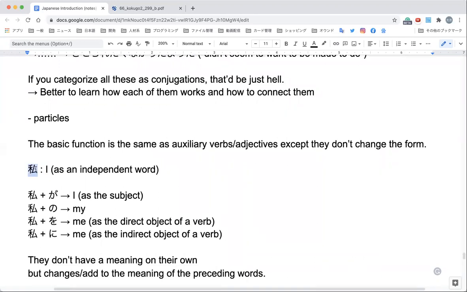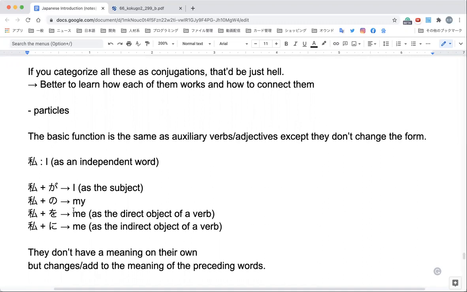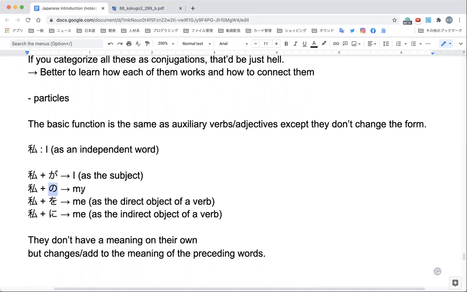Here's this word watashi, which means I as an independent word, and when you attach ga, watashi ga, it means I as the subject of a sentence, and watashi no becomes my, and watashi o becomes me as the direct object of a verb like this. And these things, ga, no, o, don't have a meaning on their own, but they change or add a meaning to the preceding word.